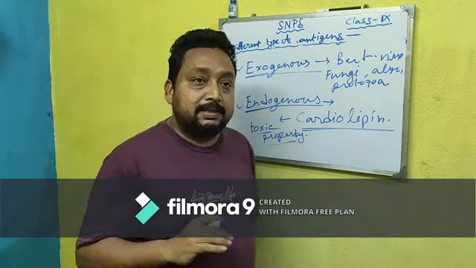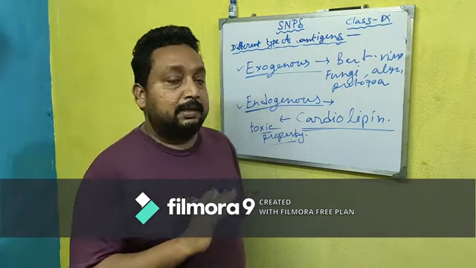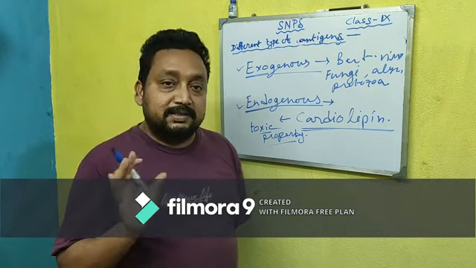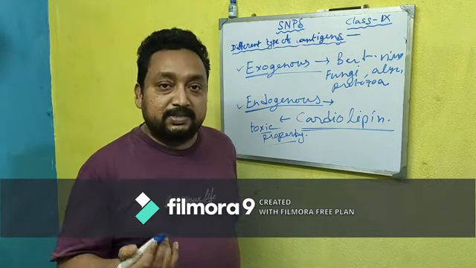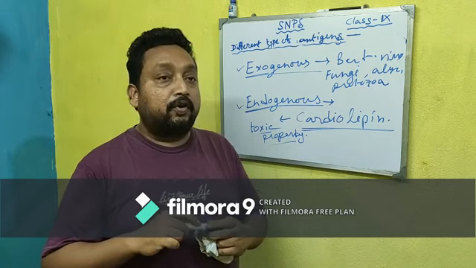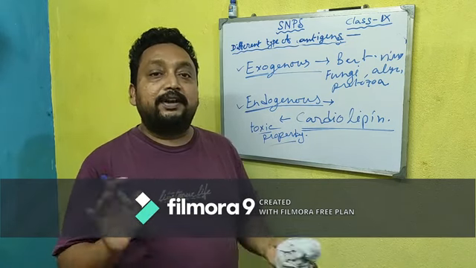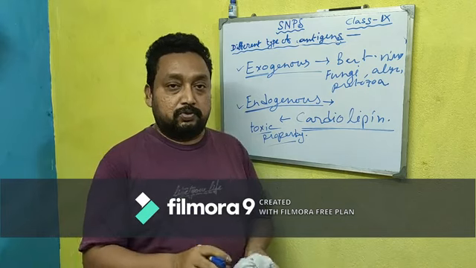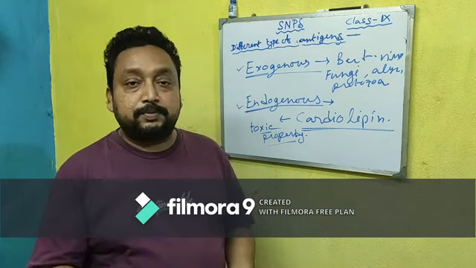So for this class, just different types of antibody and different types of antigens are discussed. In the next class, which will most probably be the last class for this chapter, we will discuss the different types of immune response and different types of disease.